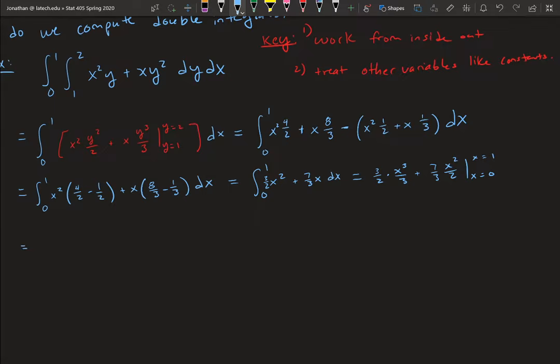And we plug in those bounds. The 3 here can cancel, and that's the only real good cancellation, so we get 1/2 times 1 plus 7/3 times 1/2, minus 1/2 times 0 plus 7/3 times 0, which is going to be 1/2 plus 7 over 6, which is 10 over 6, which is 5 over 3.